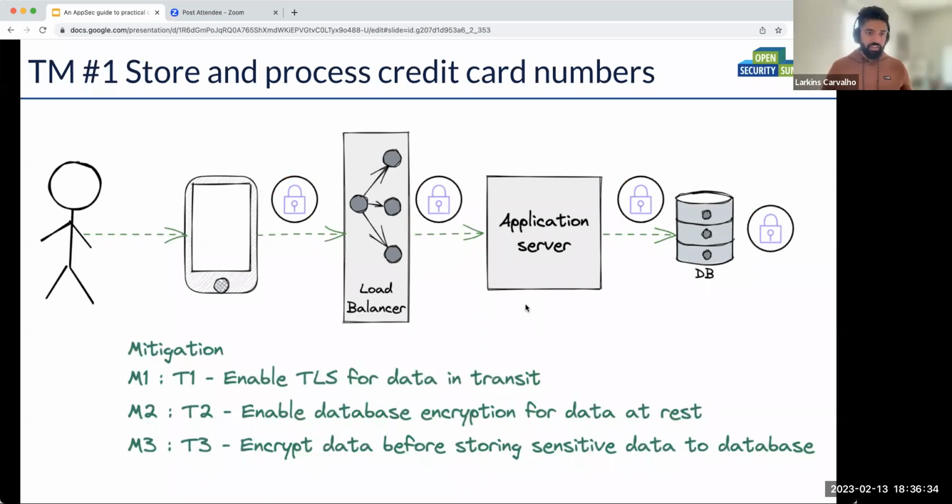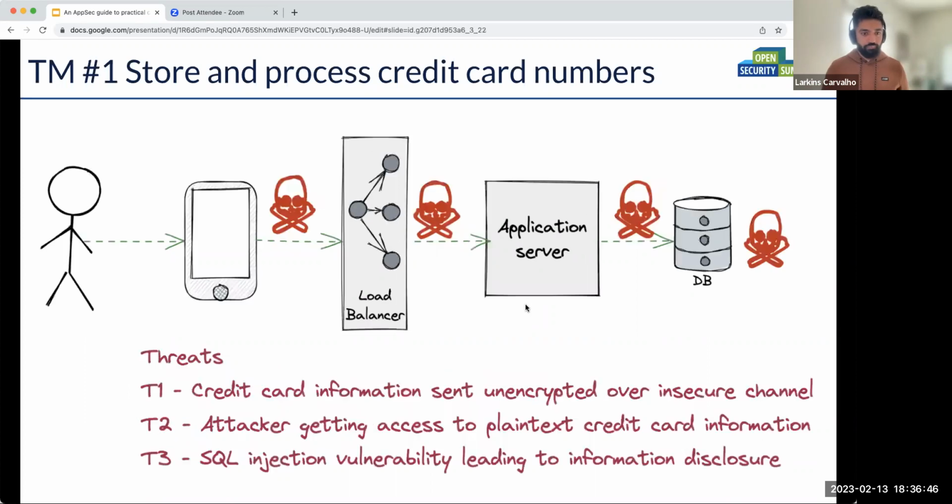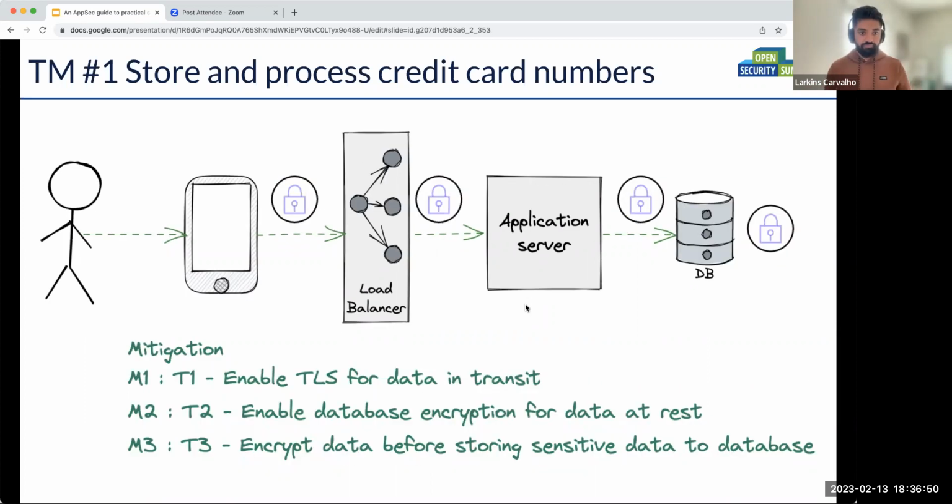So the mitigation here is to encrypt traffic, the credit card numbers, from mobile to load balancer. We need to enable TLS for data in transit. Then for threat 2, let me go back: an attacker getting access to plaintext credit card information, leading to sensitive information disclosure. We need to encrypt our databases. But we also need to think about whether just encrypting data at rest is good enough. What if there is an insider who can crack open the database and take a look at it? At that point, we need to think about how we can not only do database encryption, but also leverage field encryption, because all data is not sensitive. We also need to think about the performance aspect. So if we can get away with just securing credit card information, we should use field level encryption.